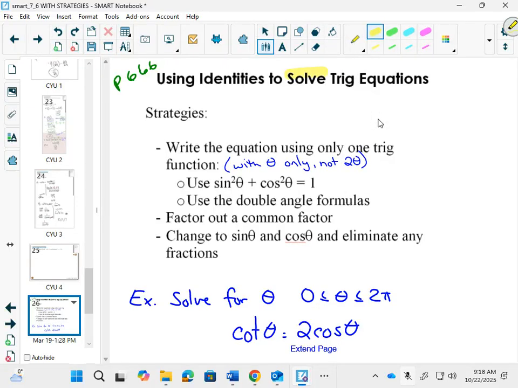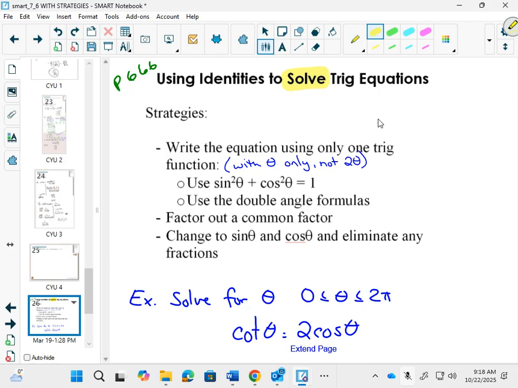And we revisit an idea from chapter 6. In chapter 6, we solved a lot of trig equations, but now we're going to be solving trig equations where we first have to use a bunch of identities just to get them to a place that they were in chapter 6, so that we can solve them. So I've listed some strategies.